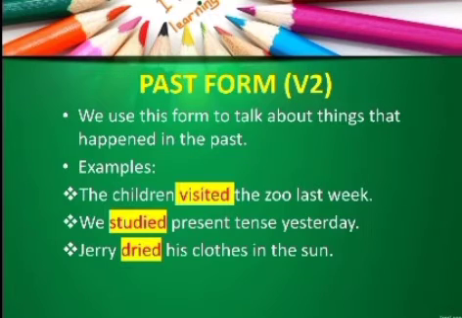Now, the second form of the verb is the past form, that is V2. We use this form of verb to talk about things that happened in the past, the things which have gone yesterday. The children visited the zoo last week. We studied present tense yesterday. Jerry dried his clothes in the sun. So here everywhere we are talking about something which has already happened in the past. I hope this must be clear to you.